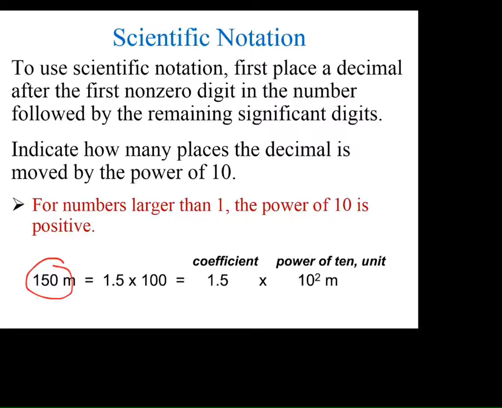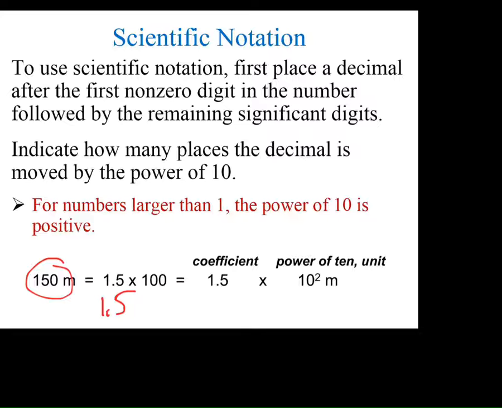150. So how many of those digits are actually significant? Out of the 1, the 5, and the 0, how many are significant? Just 2 of them, right? The 0 is not because there's no decimal. So the 1 and the 5 are significant, so I'm going to pull out the 1 and the 5. It says put the decimal after the first one, so I'm going to put it right here.